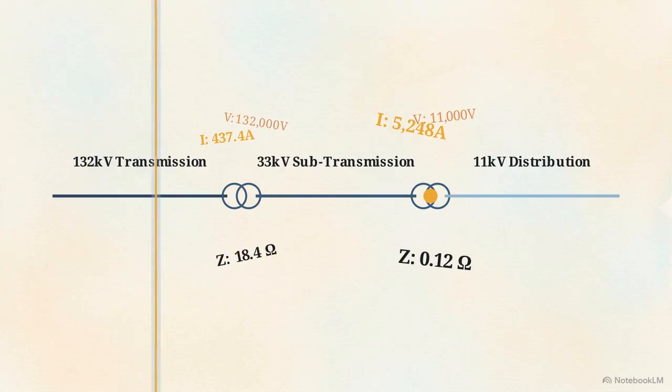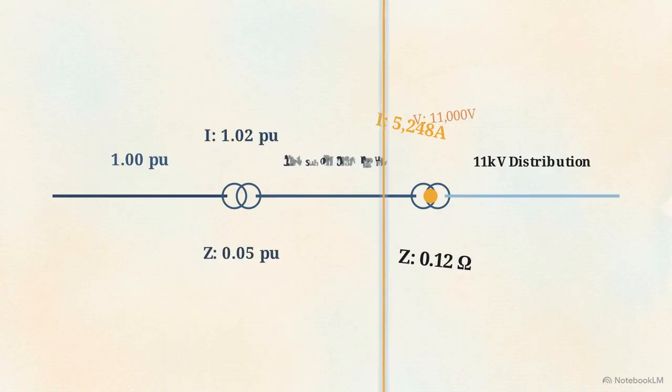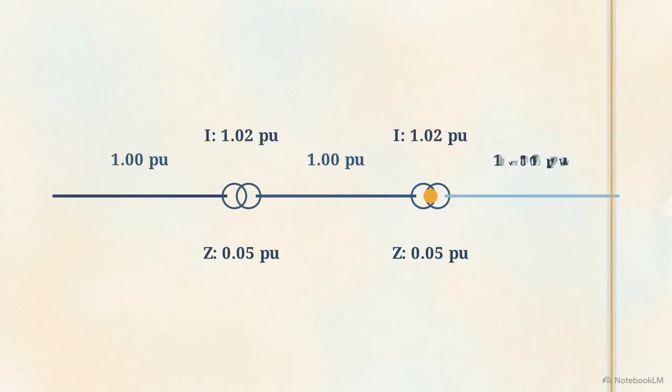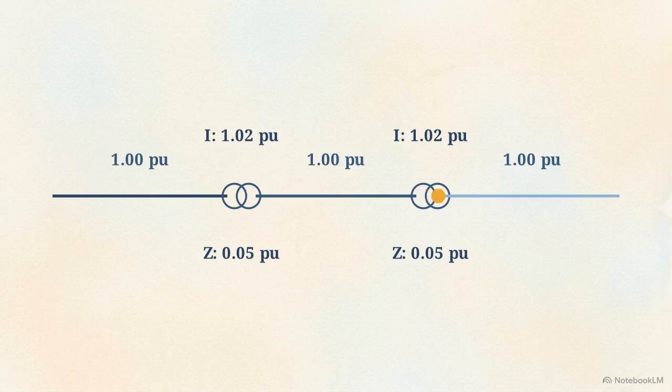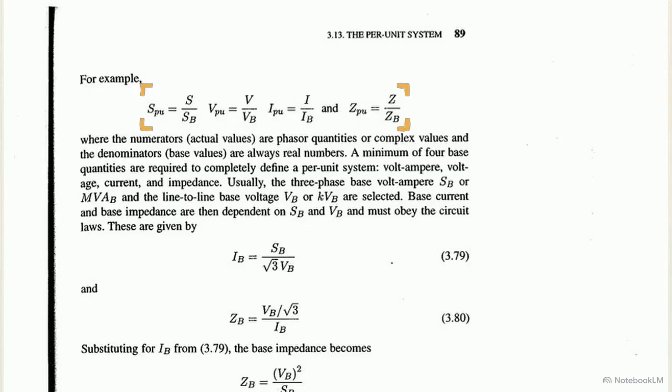The per-unit system fixes this. It expresses every quantity as a decimal fraction of a chosen base value. Instead of tracking a 138 kilovolt reading on a 132 kilovolt line, you just read 1.04 per unit. This reference text shows the core equations. To calculate a per-unit value, you take the actual quantity and divide it by a designated base quantity.